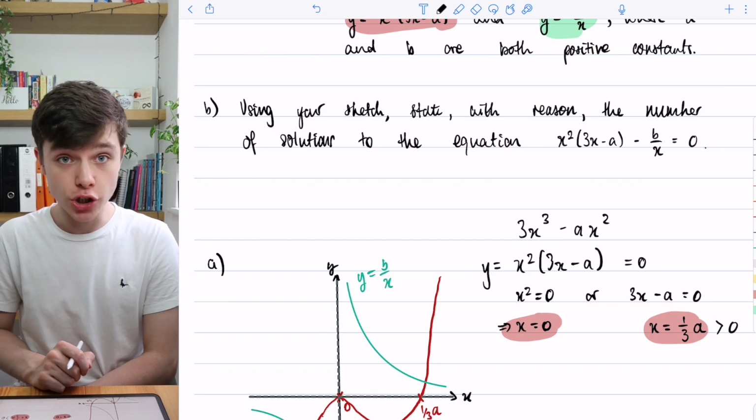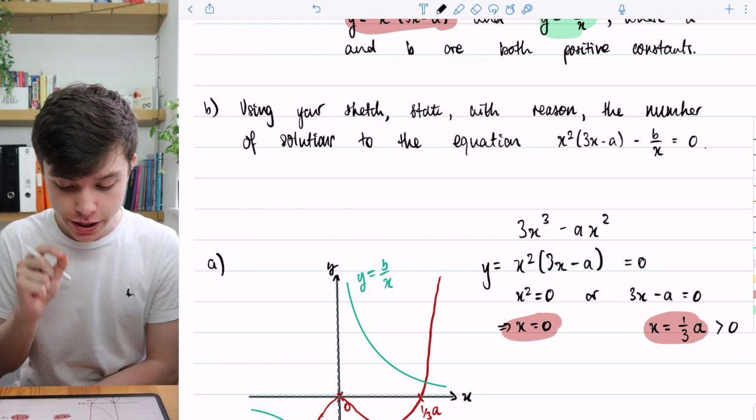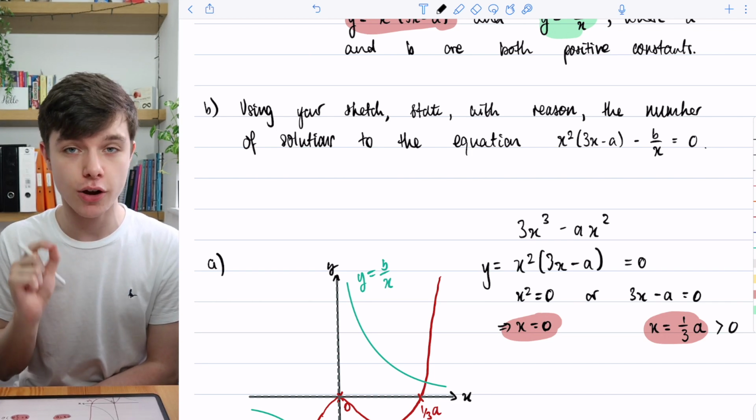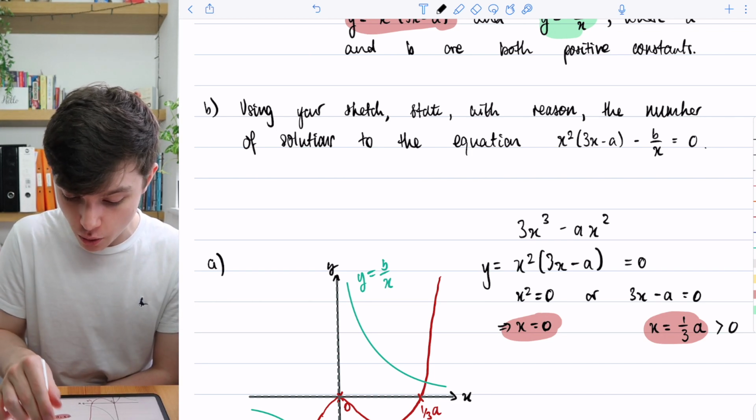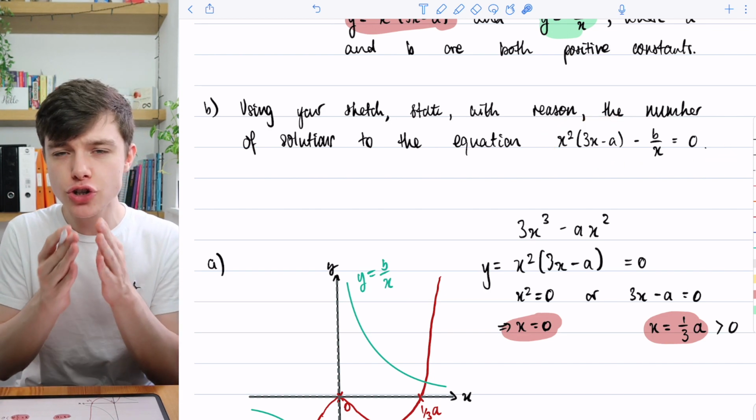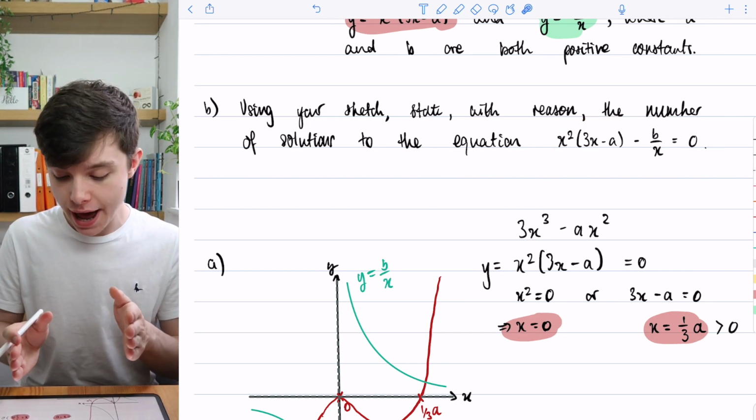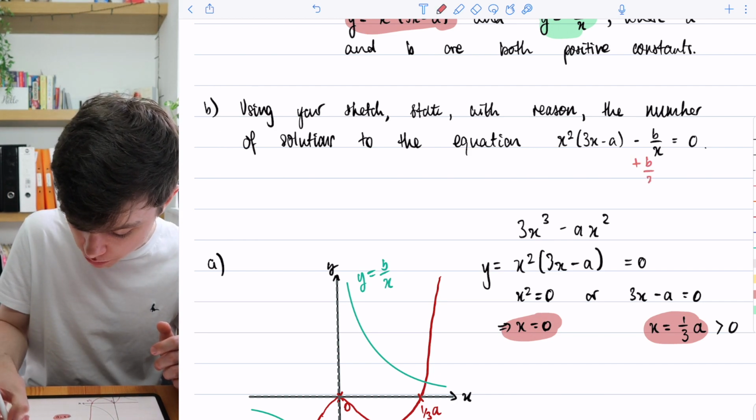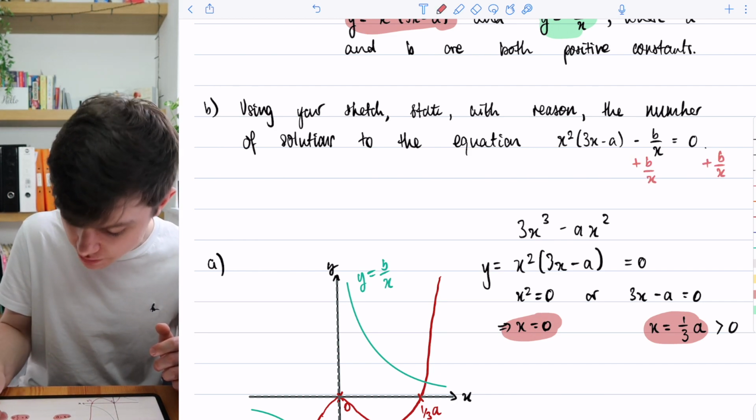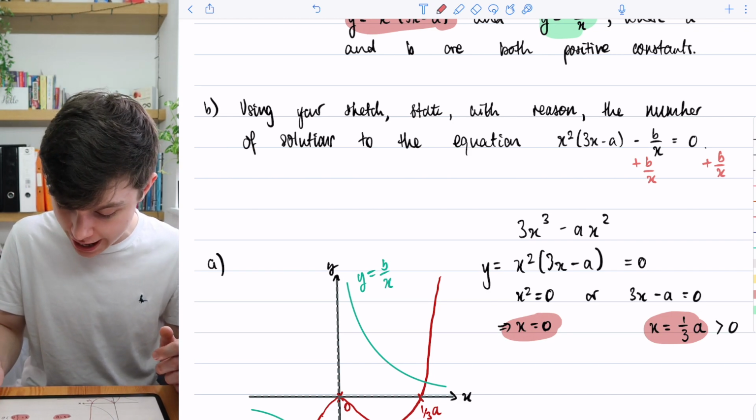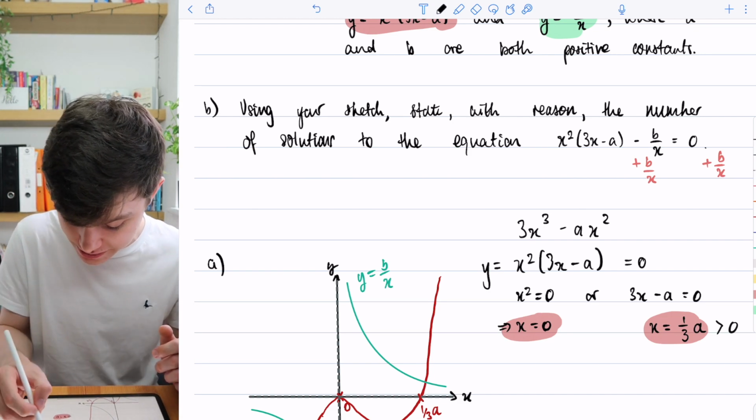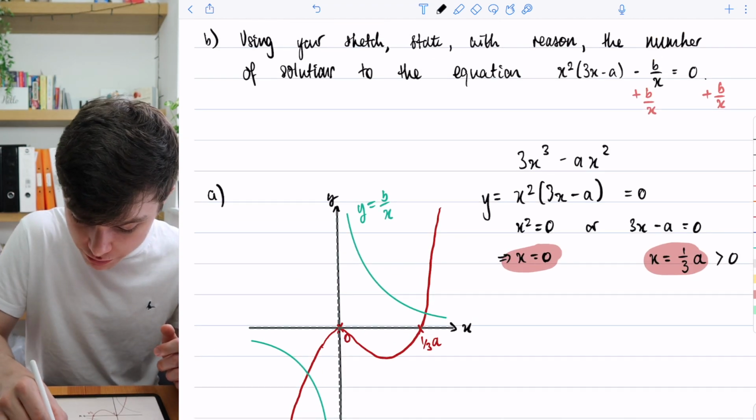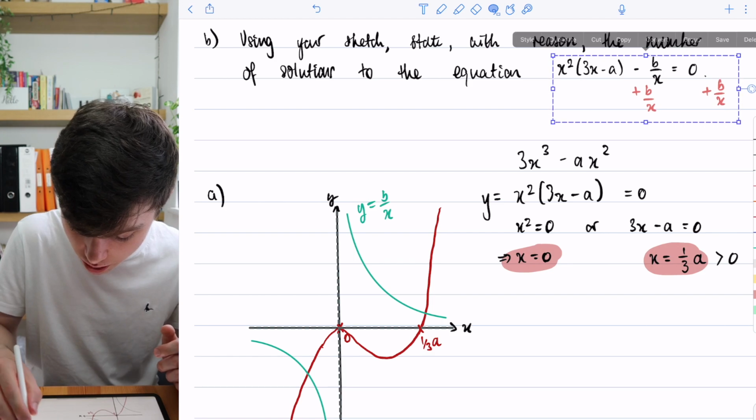Part B then says, using your sketch, state with reason the number of solutions to the equation. Now, this is the equation that we want. I can do a slight little trick here, and add b over x to both sides. And if I do that, what do I end up with? I end up with this. I'll just bring this down so we can see what I'm doing.